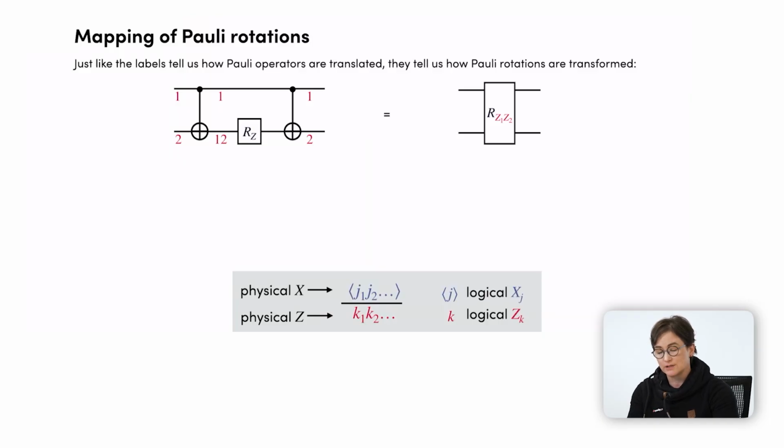So after this example of the teleportation, we can also look at single qubit rotations, because the labels show us what's happening to the Pauli operators. They also show us what's happening to the Pauli rotations, actually. In this example, we have the single qubit rotation RZ, and the only thing we have to do is look at the label down here. It's a 1, 2, red, so it's Z. And we see, okay, this is just a Z1, Z2 rotation.